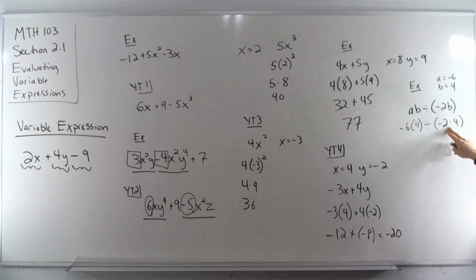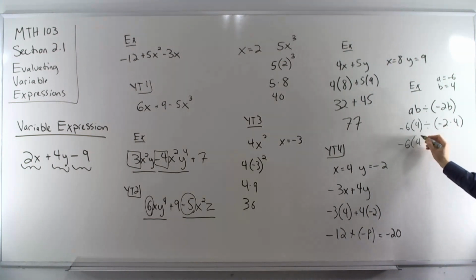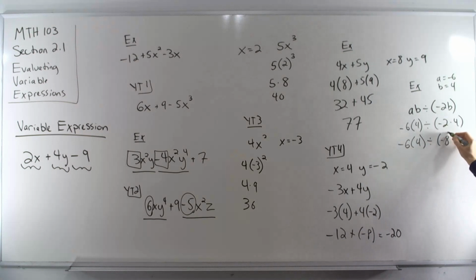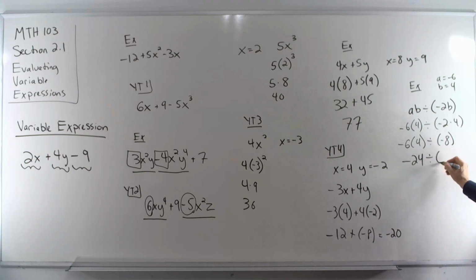Order of operations, we're going to start inside the parentheses. So that gives us -6 times 4 divided by -8. Now we've got multiplication and division across here. We're going to start working left to right. -6 times 4 is -24 divided by -8. Now negative divided by negative is a positive. 24 divided by 8 is 3, so we get 3 for that one.